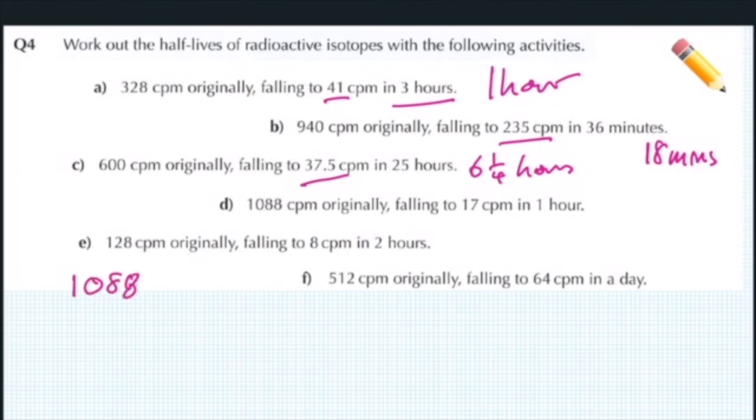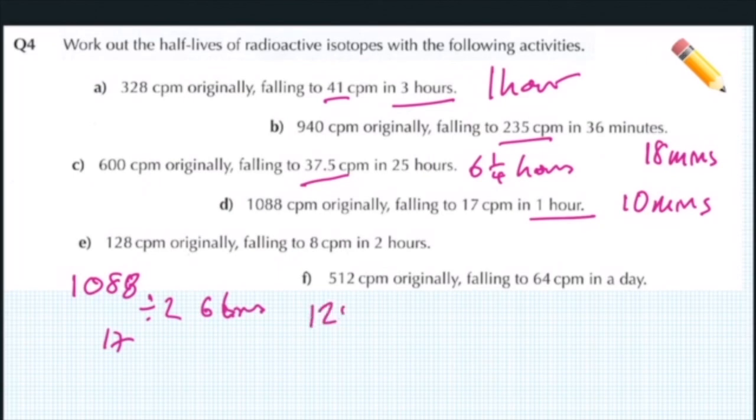So part D, 1088, falling to 17. This might take a while. So instead of writing all the answers out this time, I'm just going to count how many times I divided by 2. So that's 1, 2, 3, 4, 5, 6. So I've divided by 2 6 times, and we get 17. So 6 half-lives have passed. So 6 half-lives in 1 hour sounds a lot like the answer is going to be 10 minutes. So each half-life is 10 minutes.